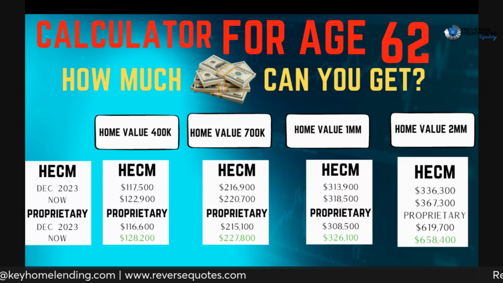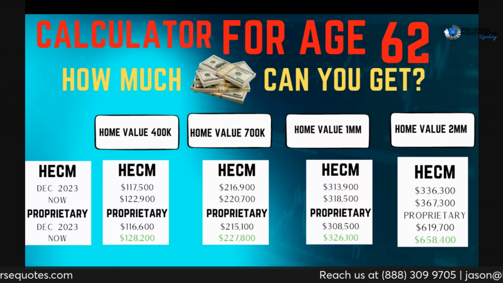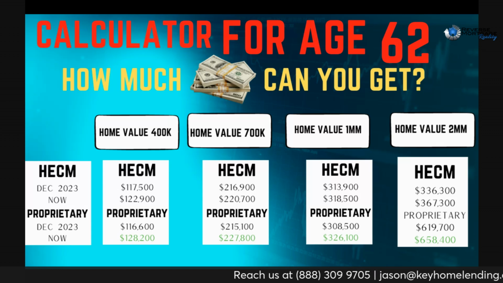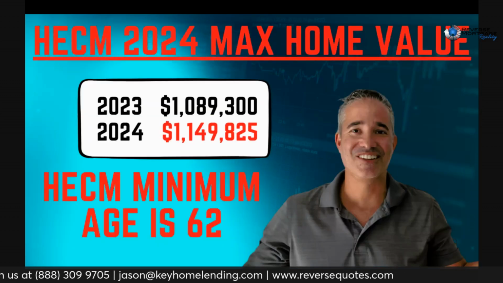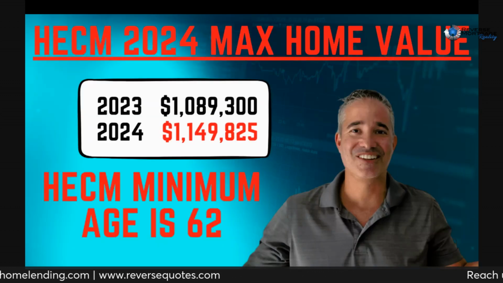And by the way, this green down here tells you that at X age and X home value, which loan amount is going to maximize your cash. What's going to give you the most money? So at age 62, the proprietary is winning, but we'll follow it. And by the way, the answer to the other question, the minimum age for a HECM is age 62.